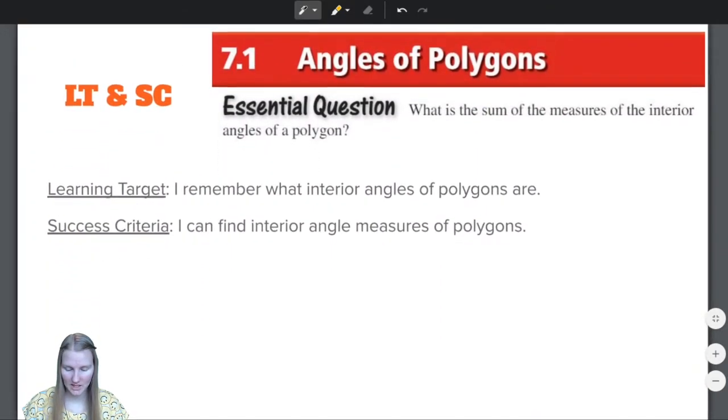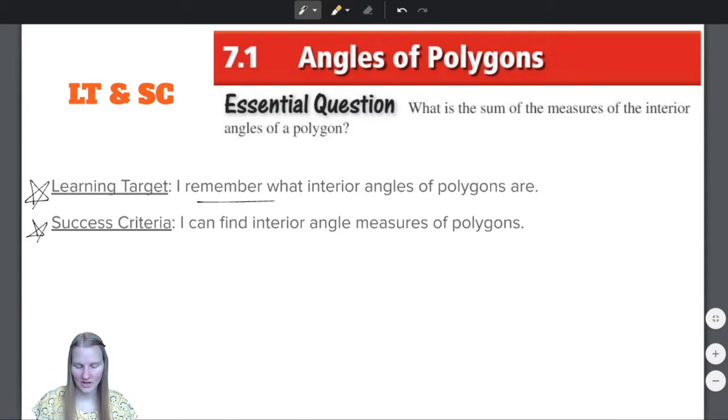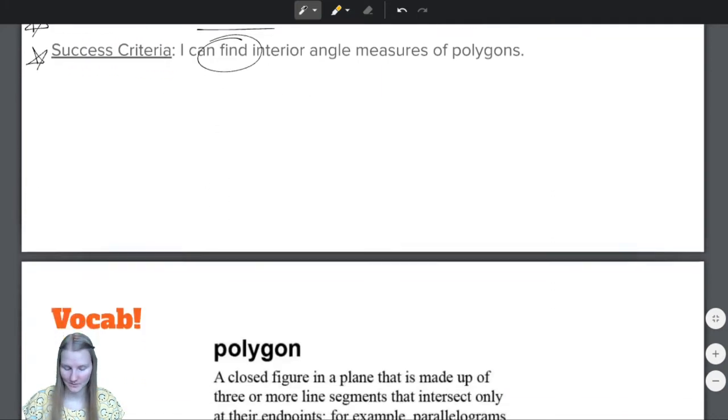Today we are still in section 7.1, and we are talking about interior angles today. So, the learning target is that you remember what interior angles of a polygon are. We looked at them in the last video. We're gonna dig deeper into them in this video. And our success criteria is that you can find interior angle measures of polygons. So, let's jump right into it.